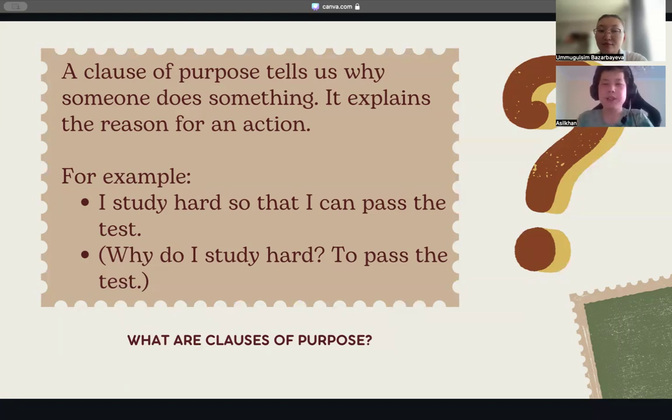So a clause of purpose tells us why someone does something and the reason for the action. For example, I study hard so I can pass a test. If I want to pass this test, I'm going to need to study hard. So why did I study hard? So I could pass a test.